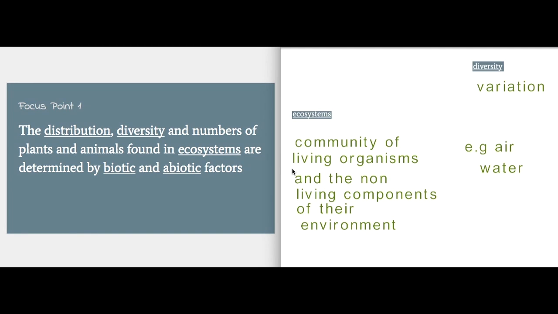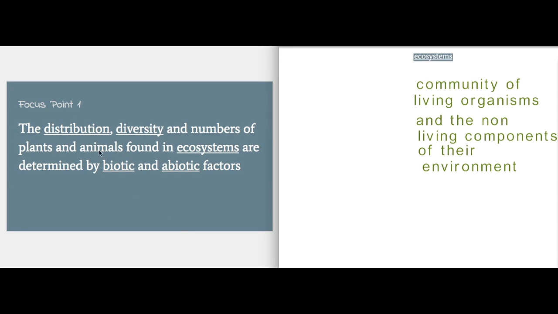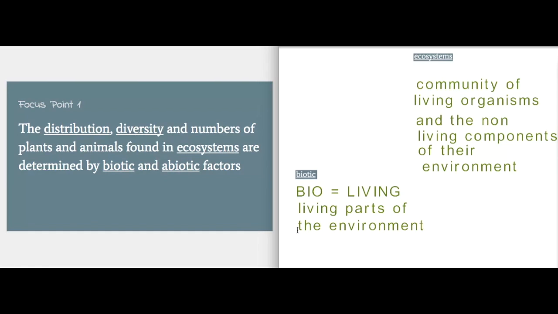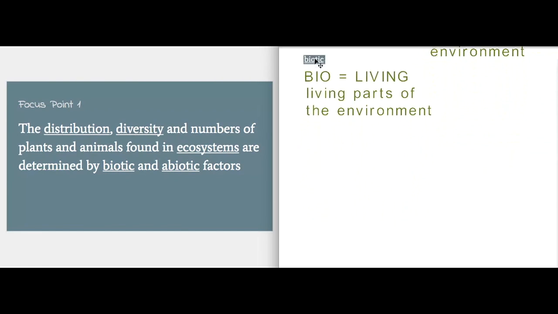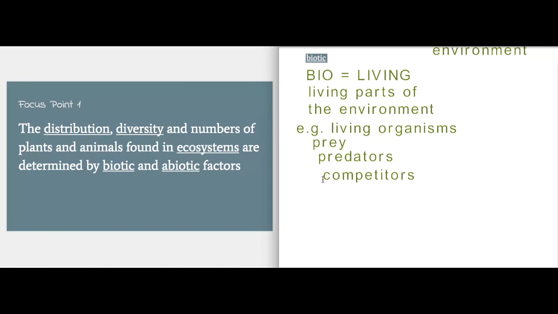The next word is a very important word to understand as part of this course. So the word biotic. The Greek root word for bio means life or living. So the word biotic refers to the living parts of the environment. Now, what do we mean by the living parts? Well, that can include living organisms, such as prey, predators, and also the competitors in the environment.